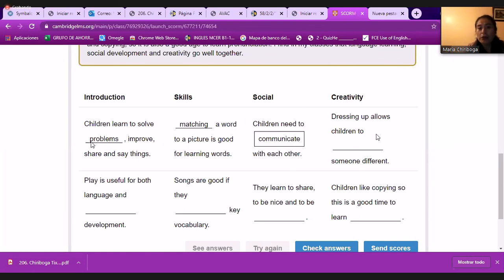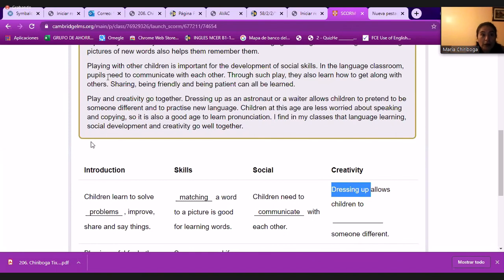Dressing up allows children to, dressing up, disfrazarse de algo, no? Playing with children is important to develop social skills in the classroom. Pupils need to communicate with each other through such play. They also learn how to get along with others. Share. Pretend.